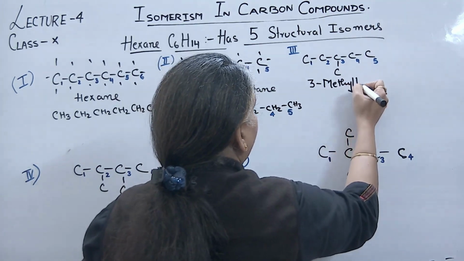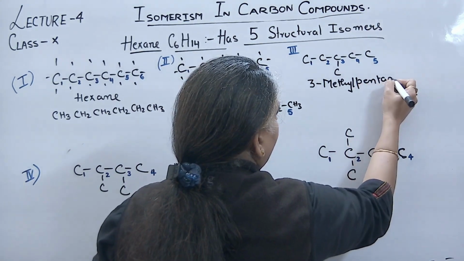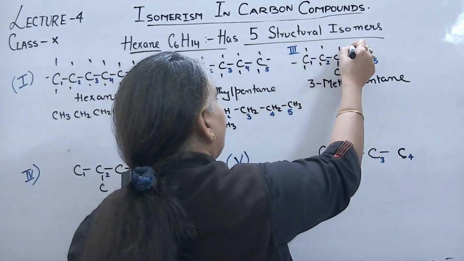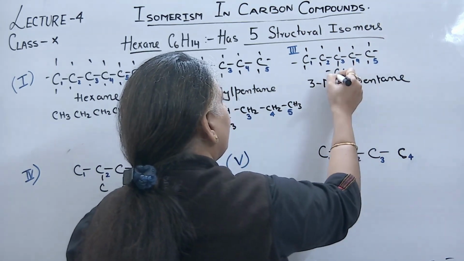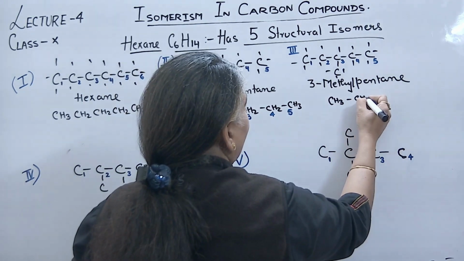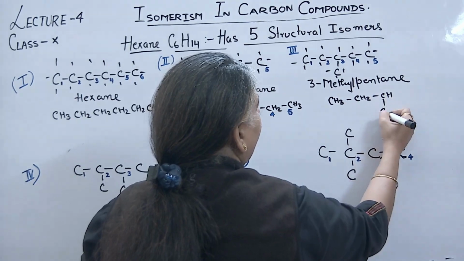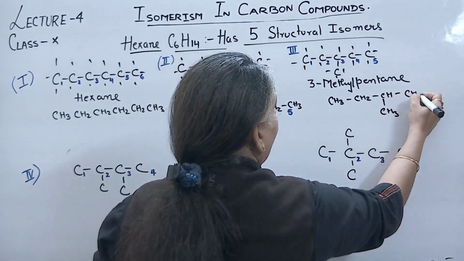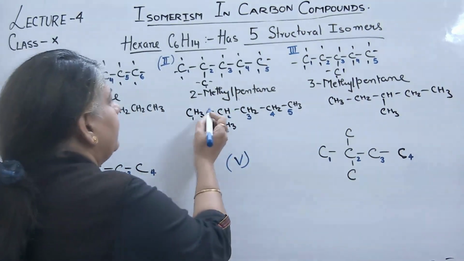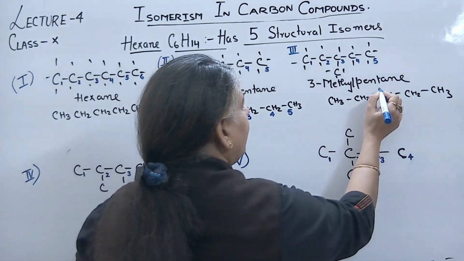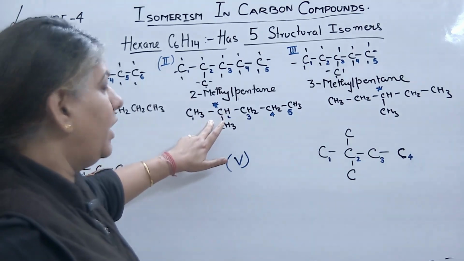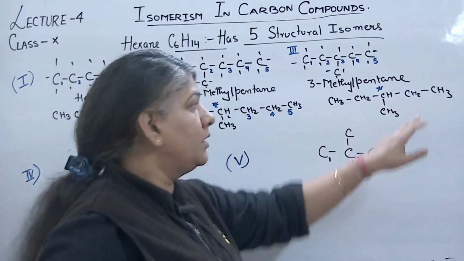3-methyl pentane. Again, fill the remaining bonds with hydrogen. See, you get CH3, CH2, CH, CH3, CH2 and then CH3. See, the carbon where branching is taking place here and at this, the number of hydrogen atoms have been reduced. See, one hydrogen here, one hydrogen here.